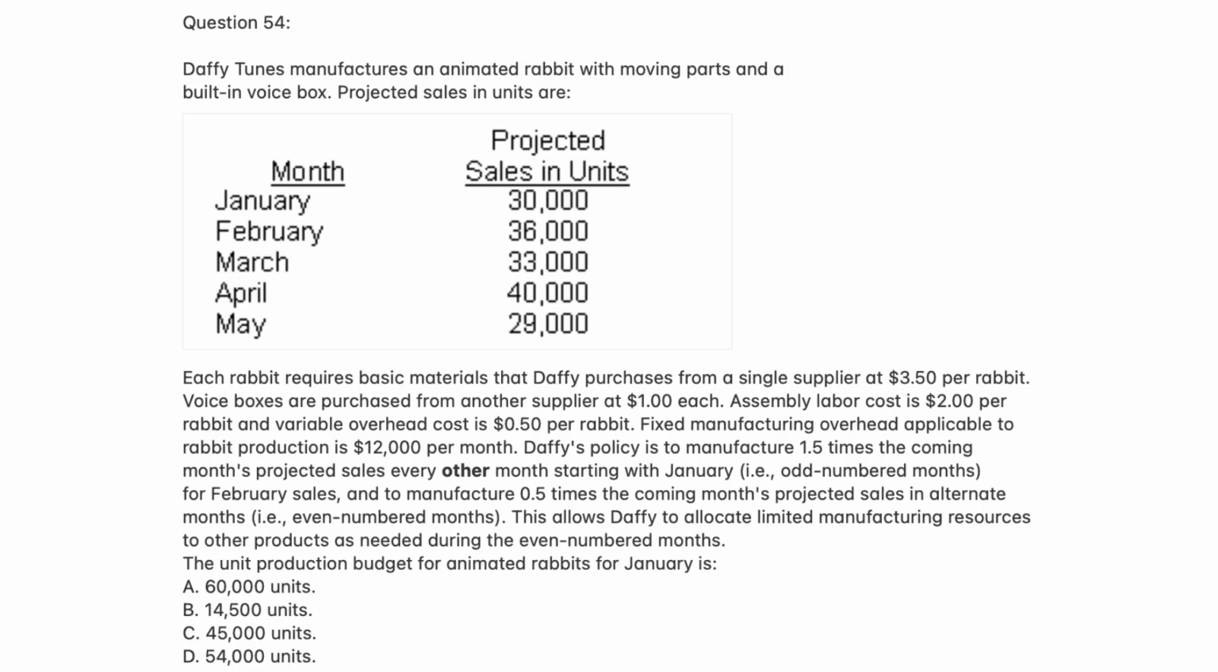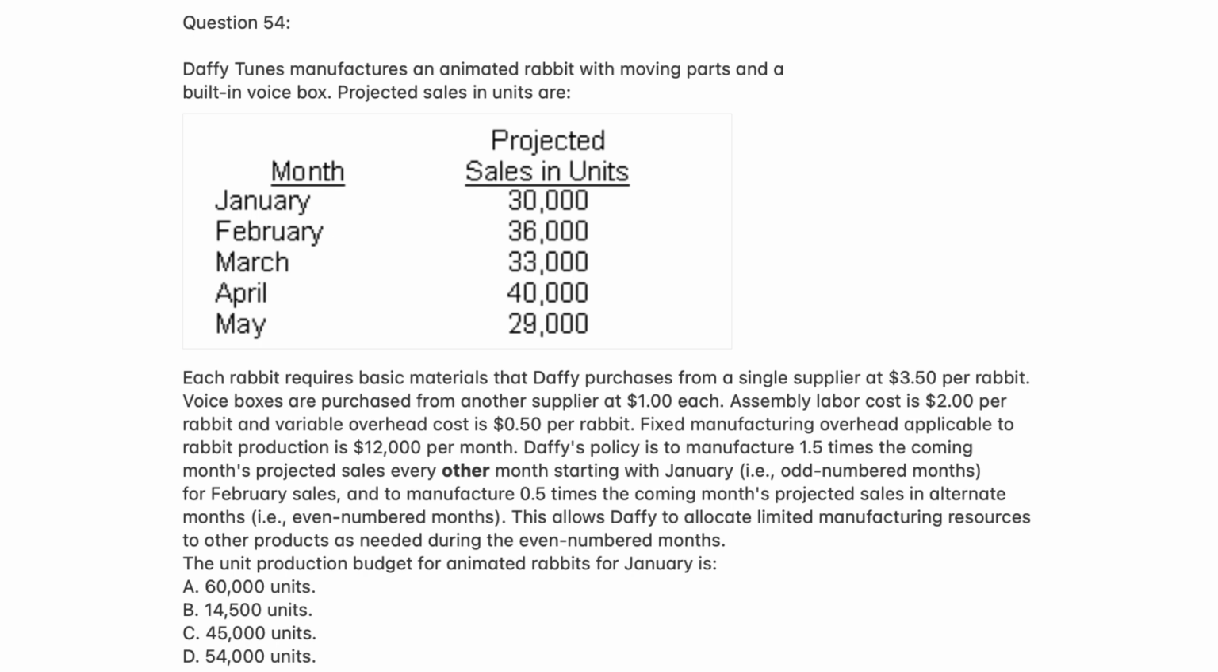Question 54. Daffy Toons manufactures an animated rabbit with moving parts and a built-in voice box. Projected sales in units are as shown. Each rabbit requires basic materials that Daffy purchases from a single supplier at $3.50 per rabbit. Voice boxes are purchased from another supplier at $1 each. Assembly labor cost is $2 per rabbit and variable overhead cost is 50 cents per rabbit. Fixed manufacturing overhead applicable to rabbit production is $12,000 per month.